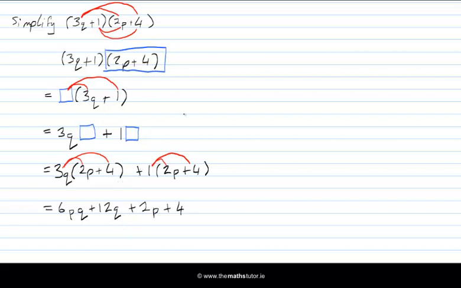Now the way I would normally do it is I would skip these 3 steps here rather than writing in those blocks. Once you get the hang of it, you can actually just go right to here, that you have the 3q times this bracket and the 1 times this bracket. Now if you're really competent with them, you can just skip pretty much right to this end step, and if there is any cleanup to be done, which we'll see in later examples, then you can do the cleanup at that stage.